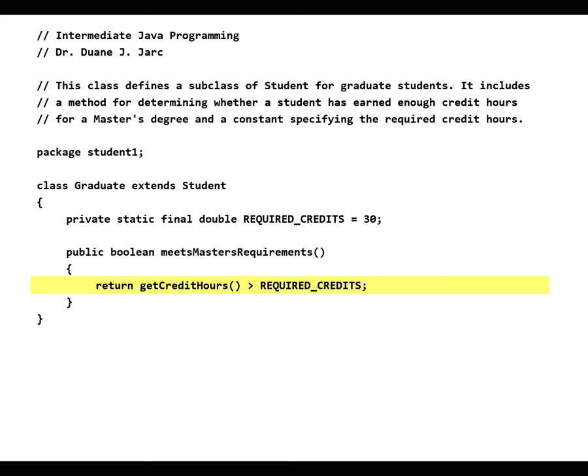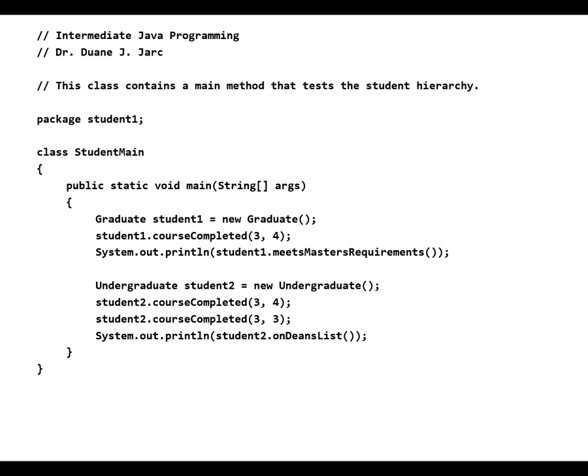To have a complete program, as always, we need a class with a main method. For this program, the class StudentMain serves that purpose. It first instantiates a Graduate student object, then calls the courseCompleted method to indicate that this student has completed a 3 credit hour course with an A, and then calls the meetsMastersRequirement method to determine whether the student has earned enough credits for a master's degree, and then displays that result.